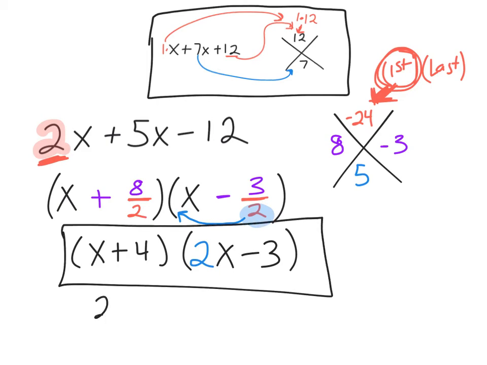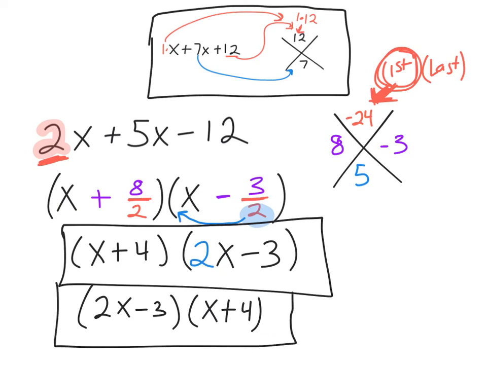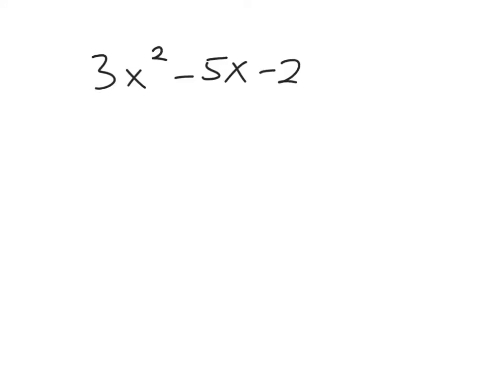Okay, and then by the way, we can write it in either orientation. So 2x minus 3 times x plus 4 is just fine. And if you don't believe me that it's the same as what we started with, then go ahead and FOIL it out or double distribute it out, and you will see that you will get back to exactly where we started. Let's go ahead and do another example here.